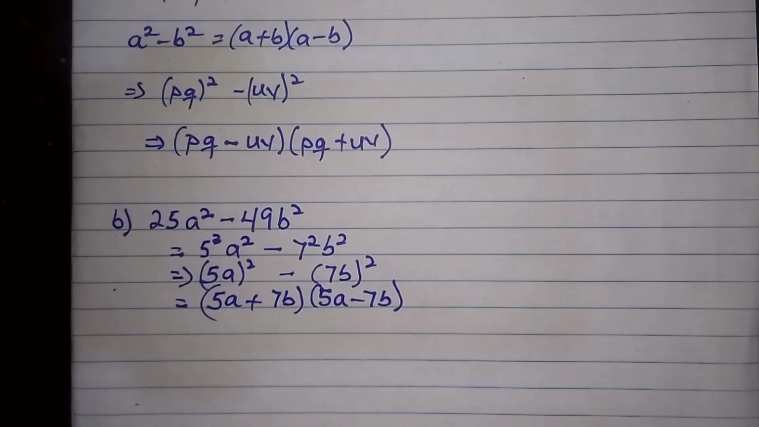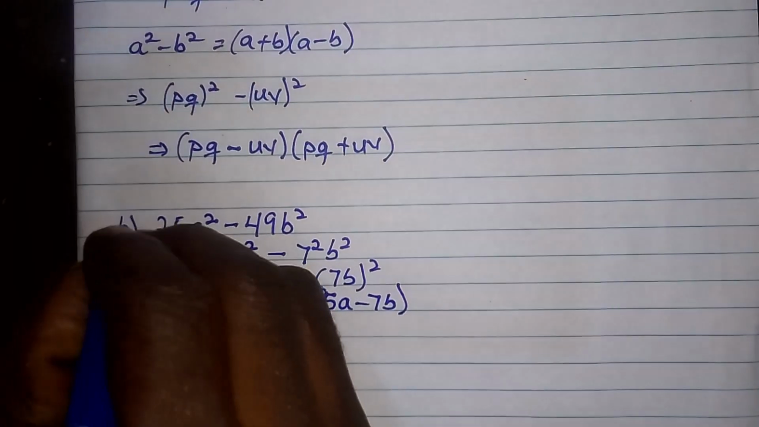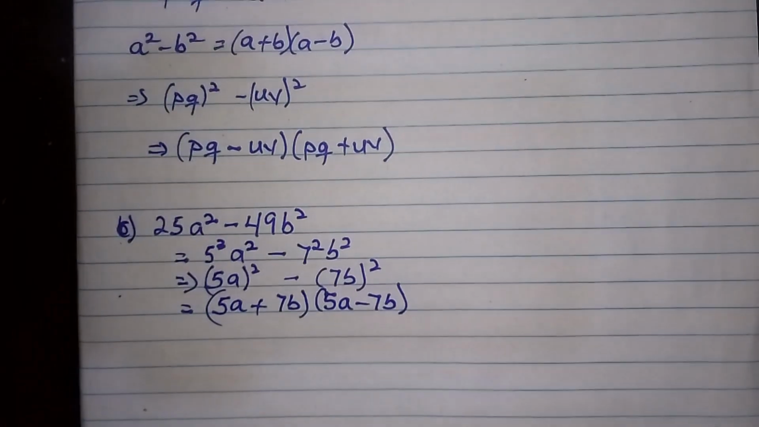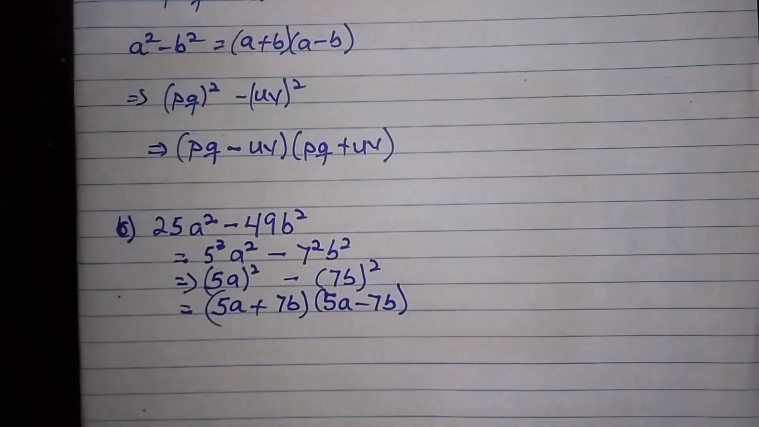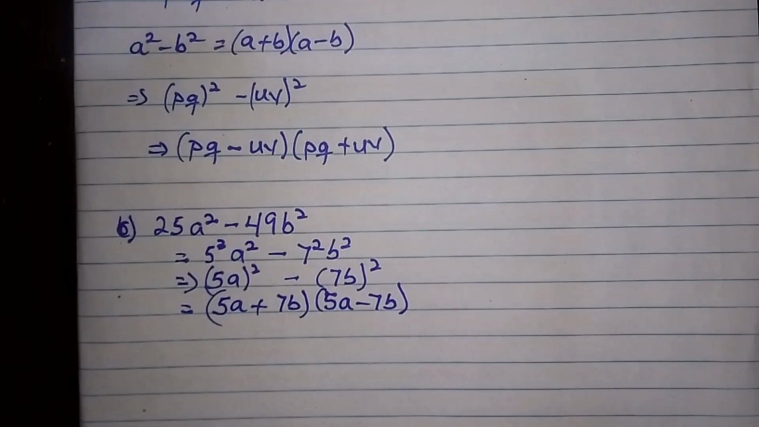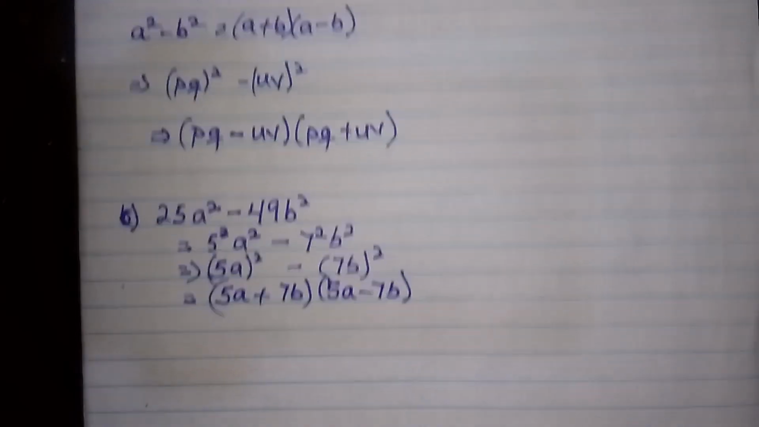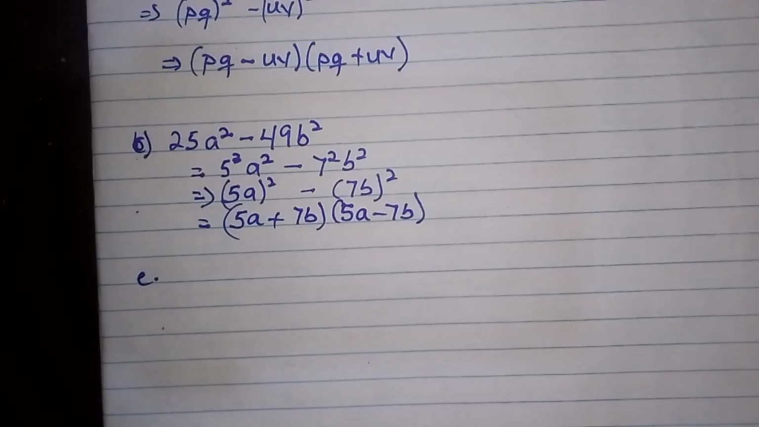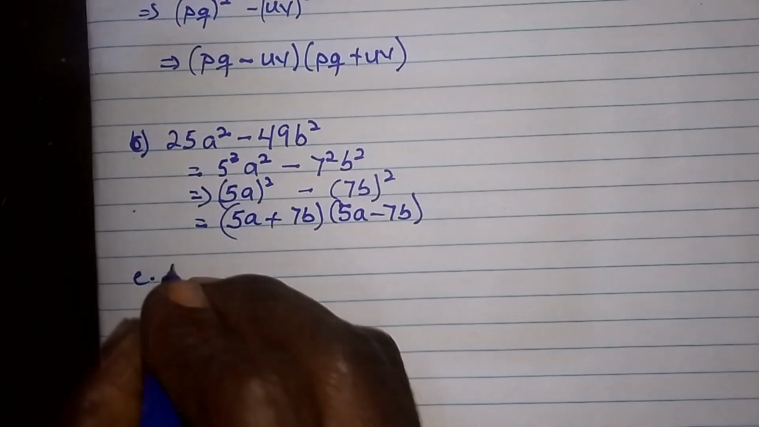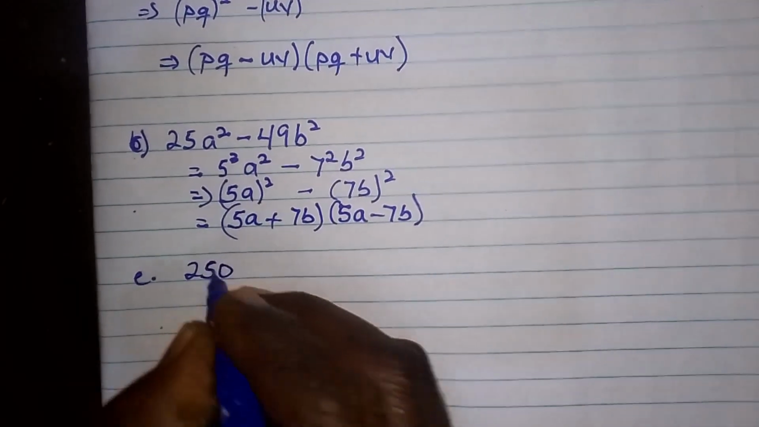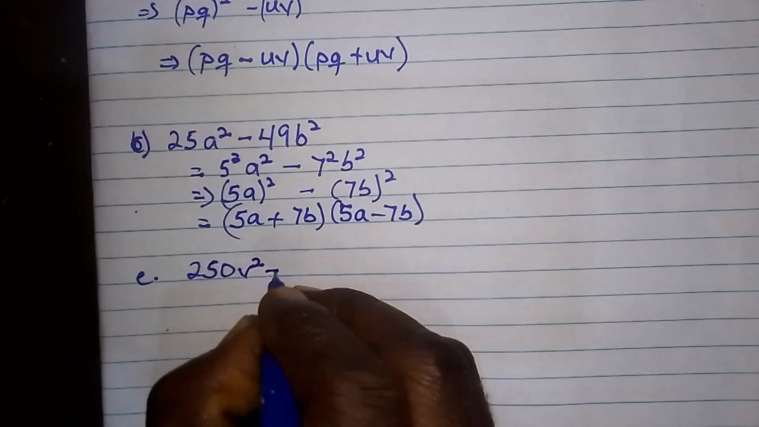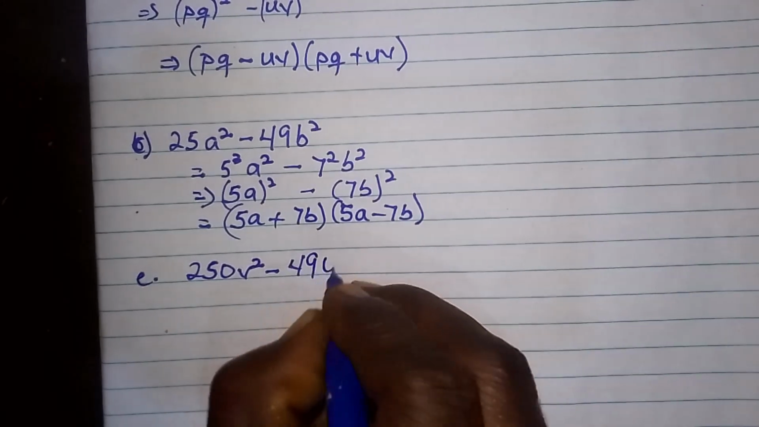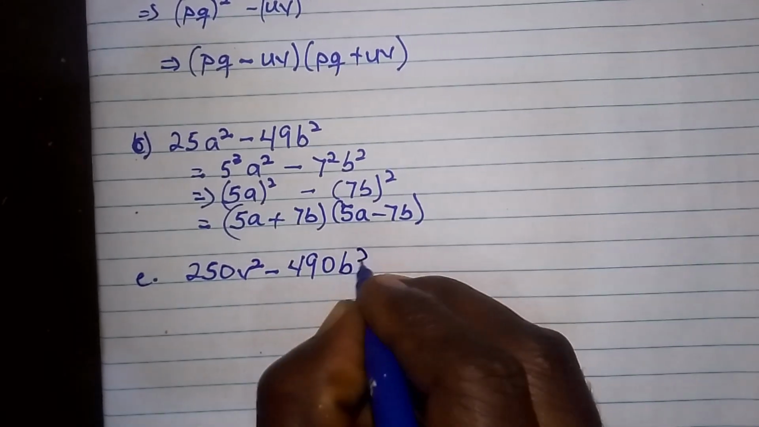Let's move on further. So this is C. Like I said, I'll be doing A, C, E, and G. I'll be doing the ones in blue. You'll be required to work the ones in black in your workbooks. So let's go to E. Question E. I have 250v squared minus 490b squared.